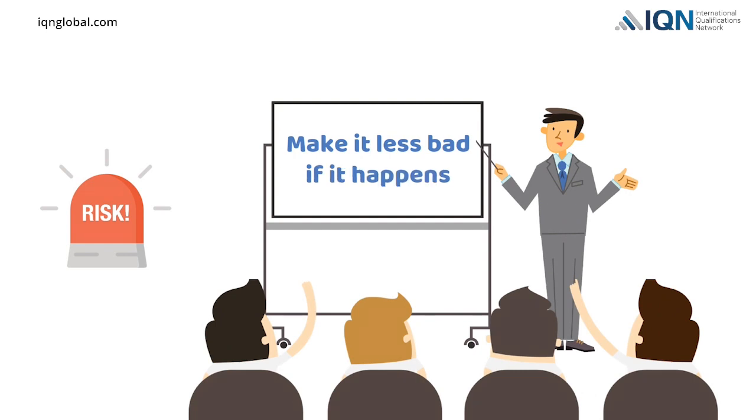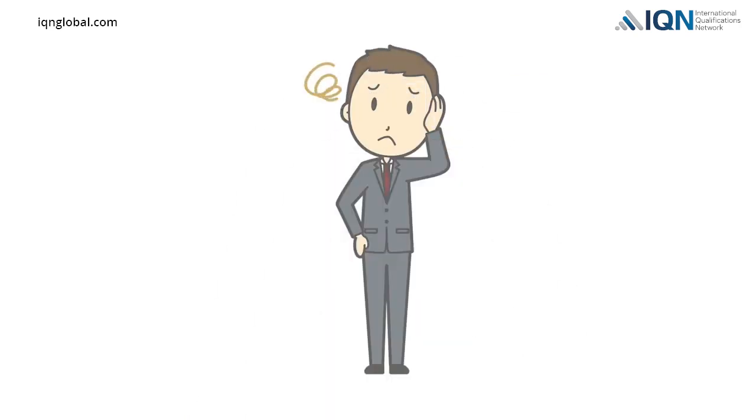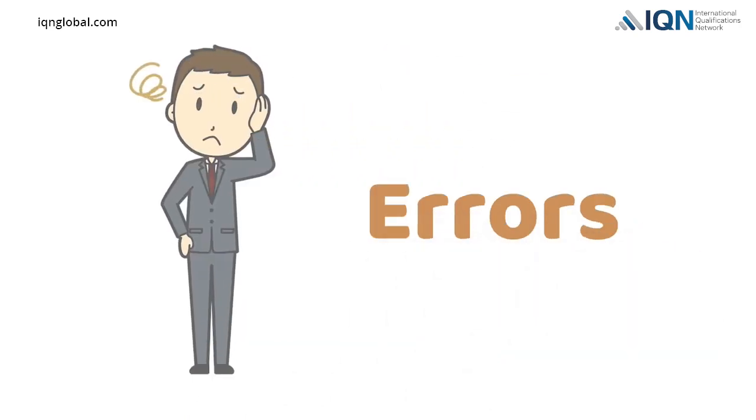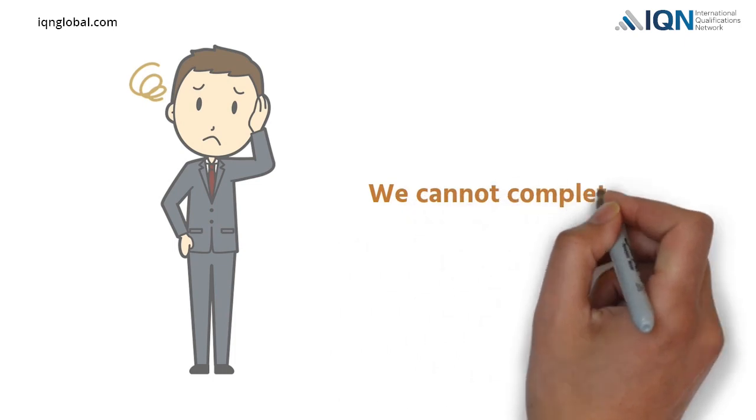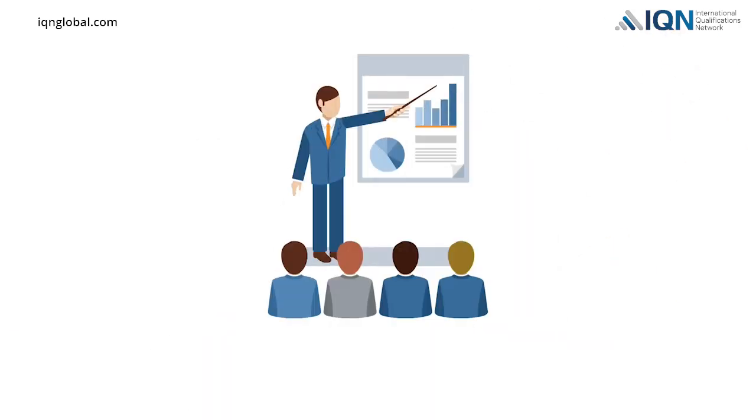if it happens. For example, there is always the risk that project team members may make errors in their work on a project. While we cannot completely eliminate people-related risk from the project, we can mitigate it through organizing regular education and training for the team members.